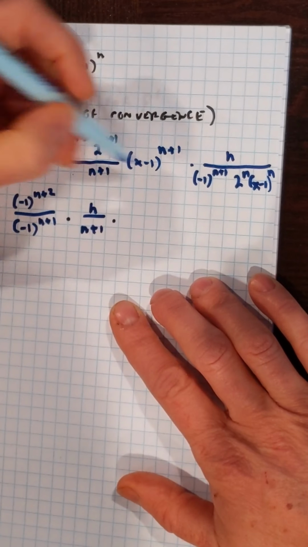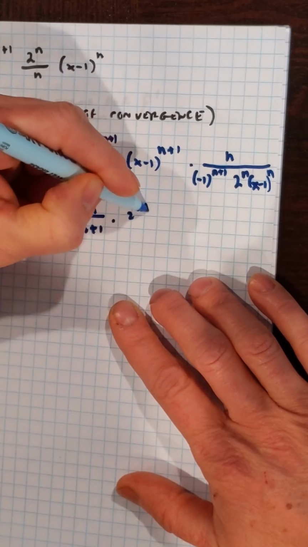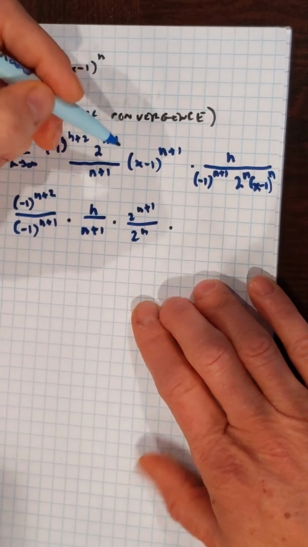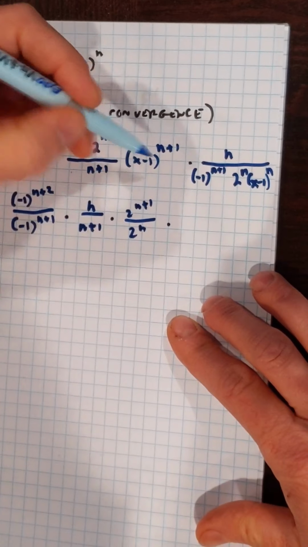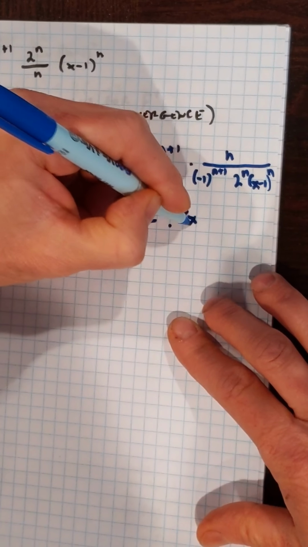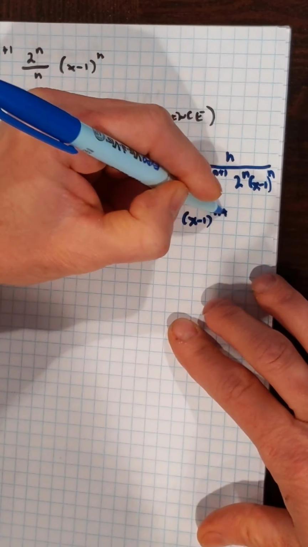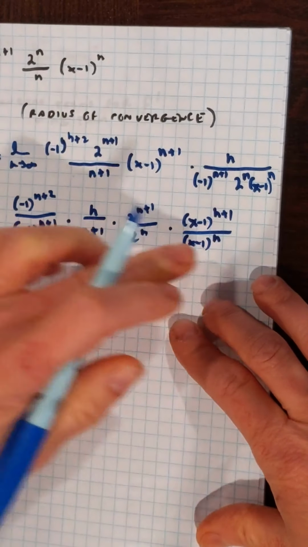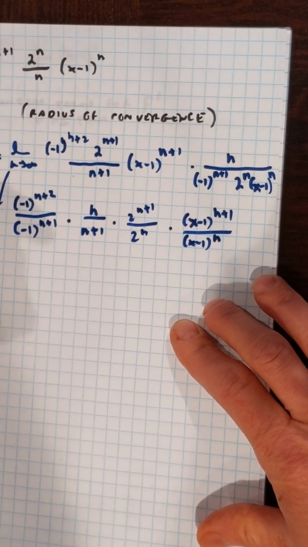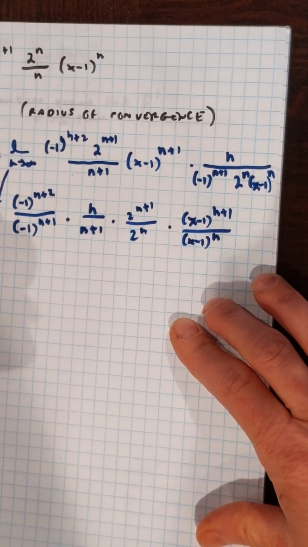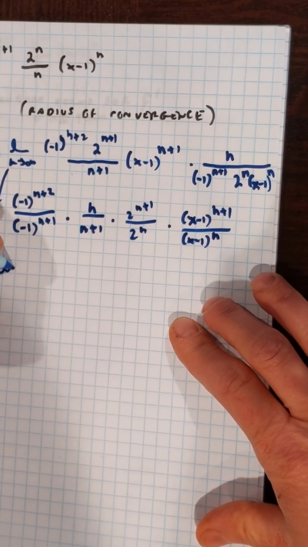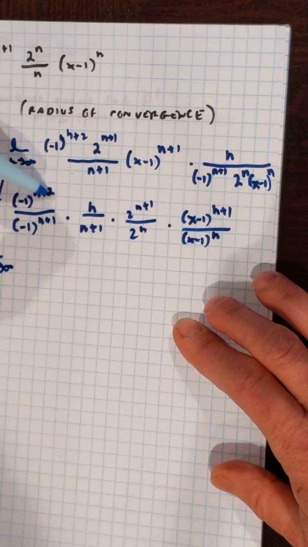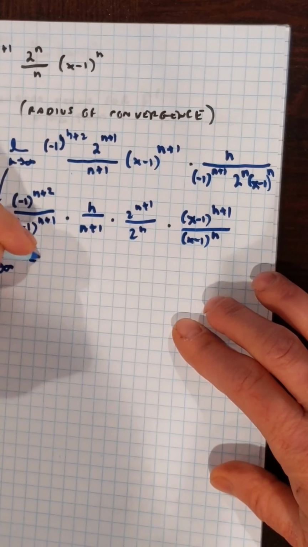And then times 2 and the 2. So 2 to the n plus 1 over 2 to the n. Times, now I'm going to put my x minus 1s together. So x minus 1 to the n plus 1 over x minus 1 to the n. So I've kind of reorchestrated it. Yes, I should have brought the limit down. Equals, limit as n approaches infinity of, now the n plus 2 and n plus 1, there's 1 extra at the top. That means I'm left with a negative 1.